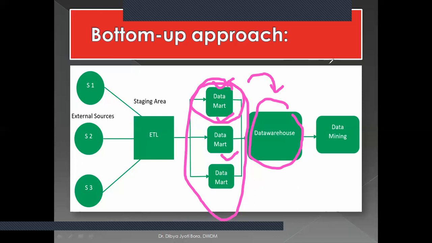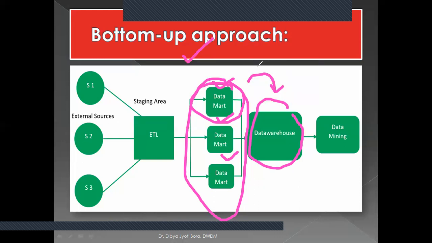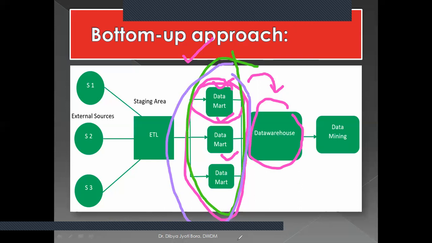Now, in the case here, in this bottom-up case, this rule is somewhat violated. If you notice carefully, if you analyze carefully, then you'll see that somehow that particular rule is being violated here.